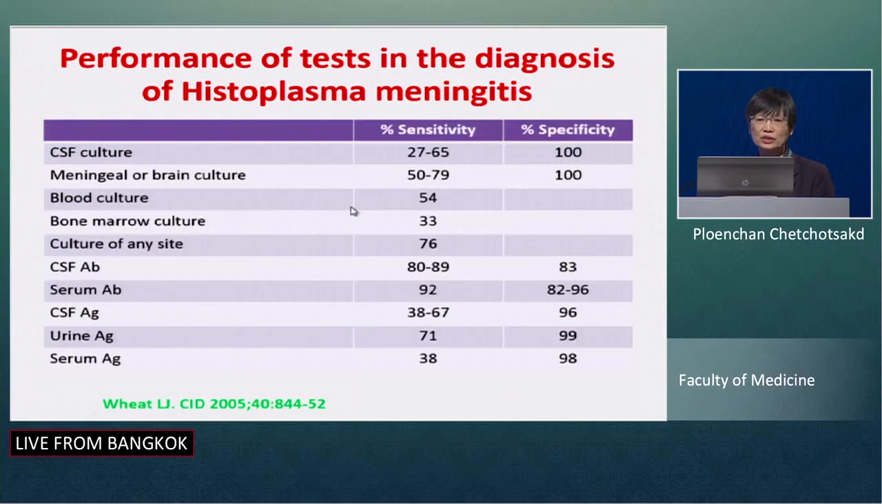If the patient has meningitis, you can make the diagnosis by CSF culture, or meninges or brain biopsy. Another investigation you can do is antibody in the CSF or serum, and also CSF antigen and urine or serum antigen. However, these investigations are not available in Thailand. So in most cases we make the diagnosis by scraping the lesion, biopsy of the lesion, and culture. Okay, that is the first case. I think it's an atypical presentation because it mimics toxoplasmosis.